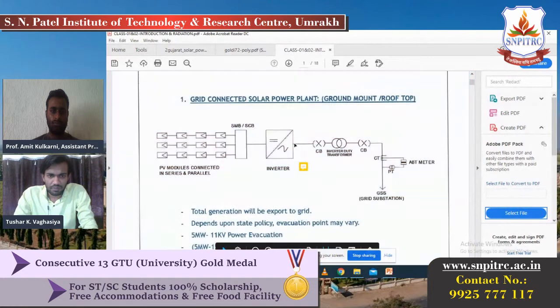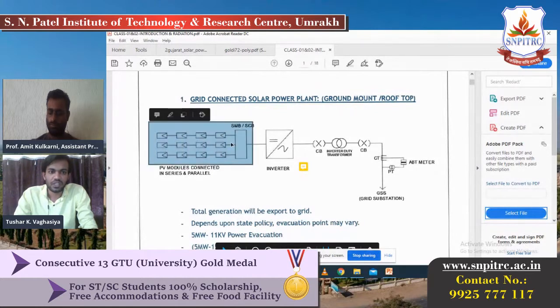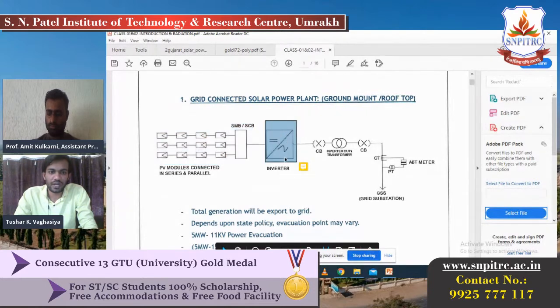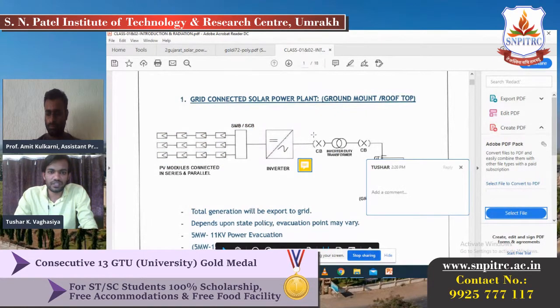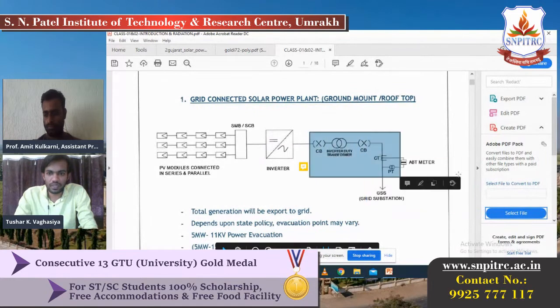Now, what will the inverter do? You already know that the solar PV system is producing DC power. This DC power is converted into AC by the inverter. Once it's converted into AC, the grid substation comes into the picture. We will deliver this power to the grid substation.